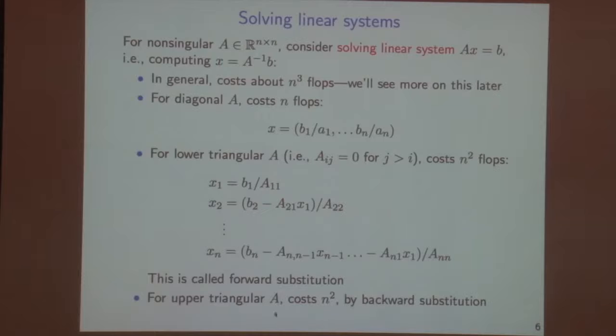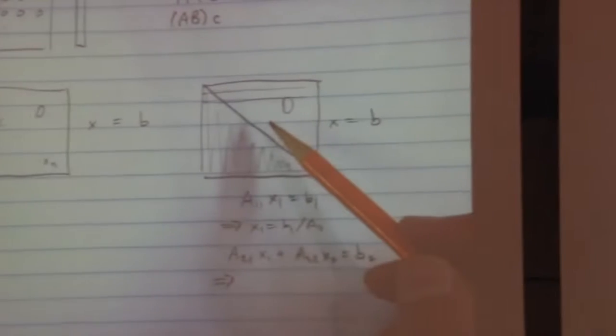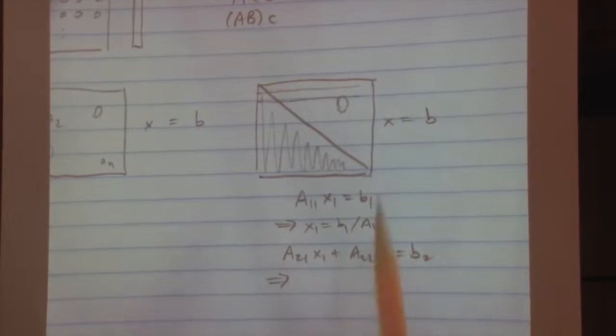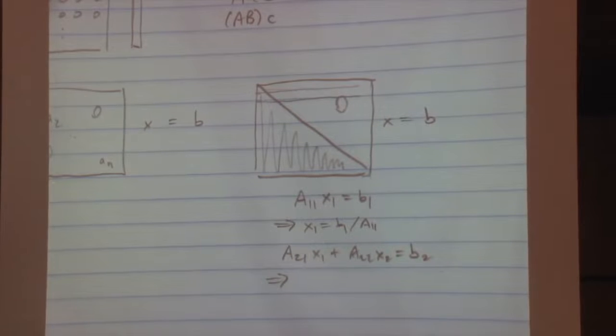If we have an upper triangular matrix, so instead of having non-zeros below the diagonal, I had non-zeros on the diagonal and above, then it's an analogous strategy. It's called back substitution. We just solve for xn first, and it also costs n squared flops.